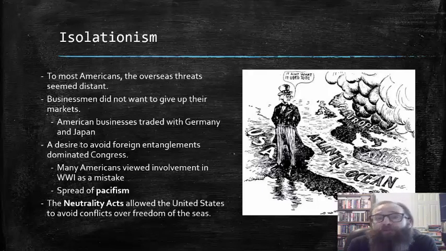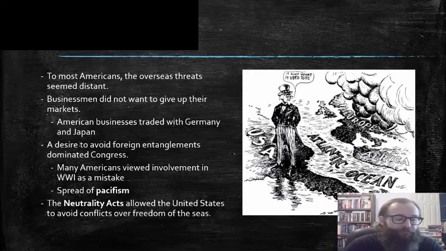The United States also passed the Neutrality Acts in the 1930s, which basically allowed the United States to avoid any sort of conflicts over this idea of freedom of the seas, that the oceans were there to be utilized by all powers of the world, and no one power could claim authority over the open oceans, thereby leaving the oceans free for everyone to use for trade or travel or things of that nature.